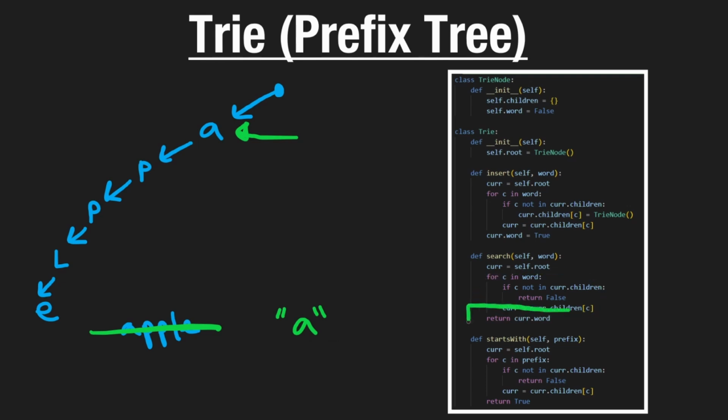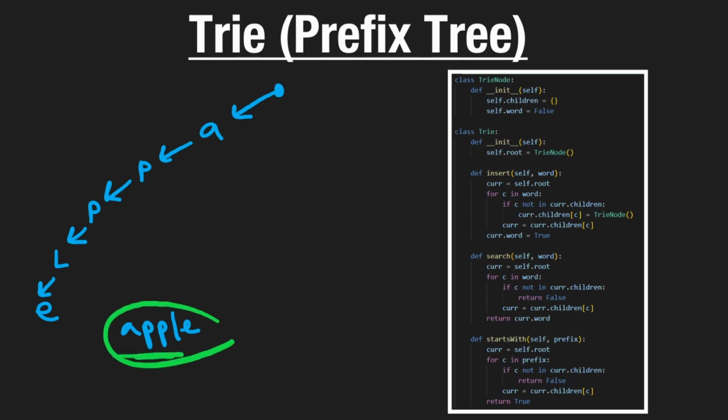We'd be out here. And then we would want to know, is this the ending of a word or not? Well, it was never marked as the ending of a word. E was marked as the end of a word, but this was not. So we would return false. The word A does not exist in our prefix tree. And that makes sense because just because we inserted the word apple doesn't mean we inserted the word A or the word AP and every prefix of this word.